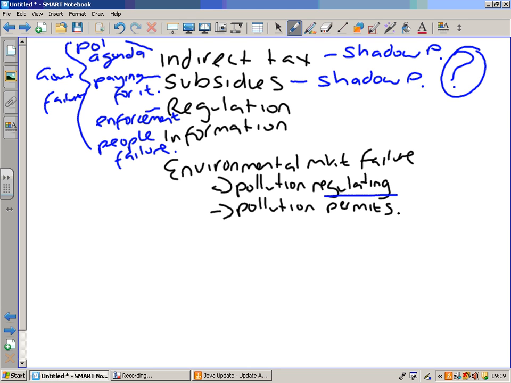Pollution regulating, well, it's what we've already mentioned really in effect. Think about an airline. There'll be limits on the emissions they're allowed to create. On businesses, there'll be limits on how much CO2 they can create. Now, pollution permits are a bit different. These work on something called the tragedy of the commons.